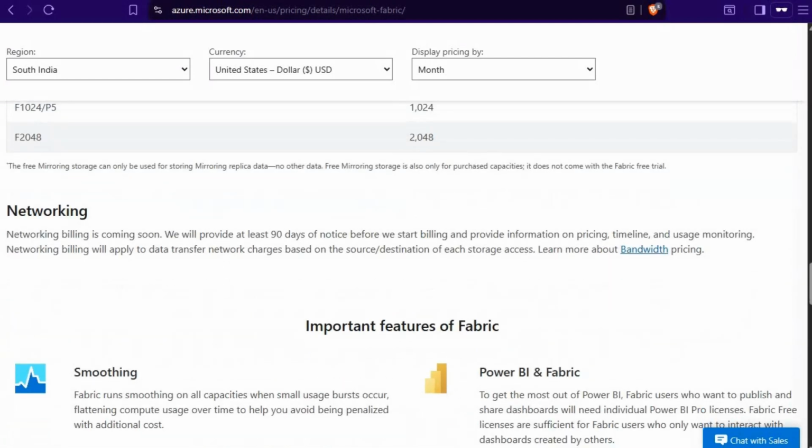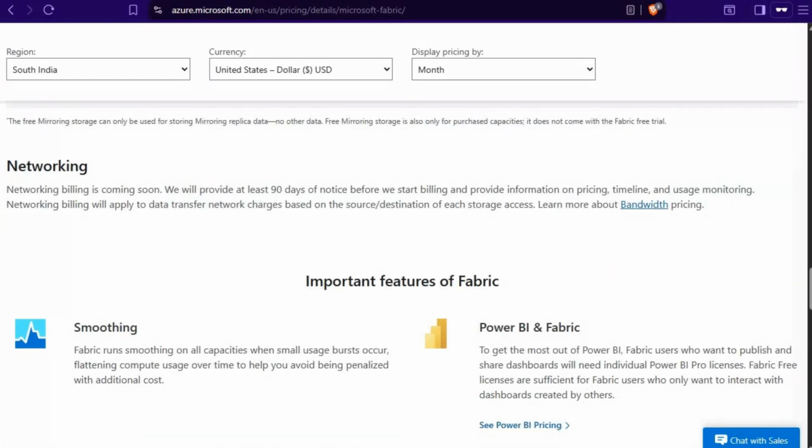Let's now focus more on networking. As of now, network data transfer in Fabric does not incur a charge. But this is something that will change in the future. Microsoft has indicated that networking billing is coming soon to Fabric. When it is enabled, it will likely mean that moving data in or out of Fabric, that is the one leg, will have a cost similar to how Azure bandwidth charges work. For example, data egress to another region or download out of the cloud.